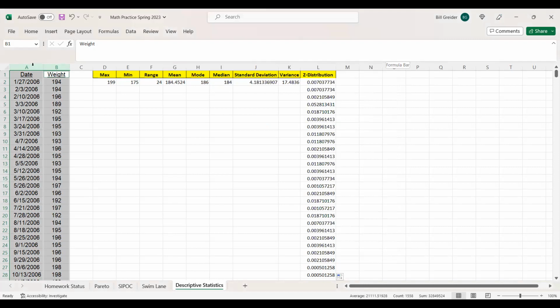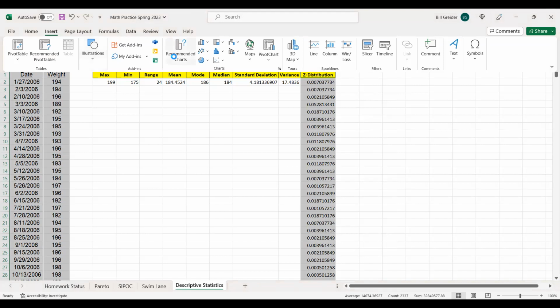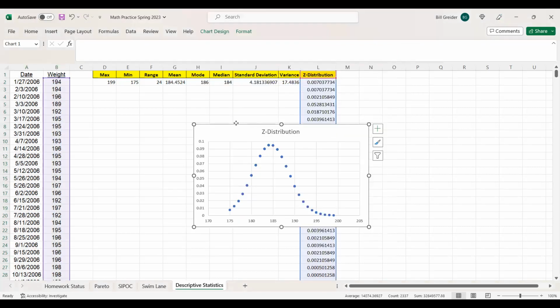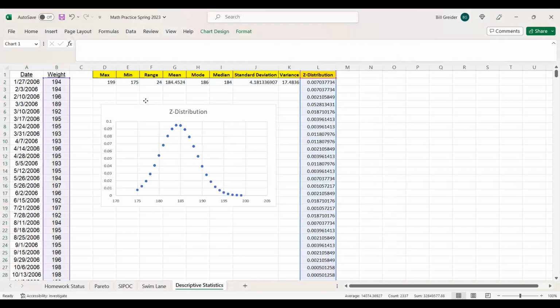So to do that, I take date, the weight, and the Z distribution that I just so carefully calculated with a few mouse clicks. I hit insert, recommended charts, and voila. I have a pretty good bell-shaped curve here.